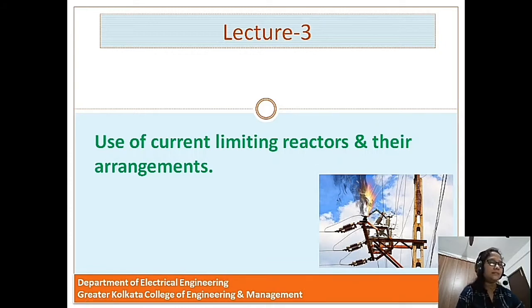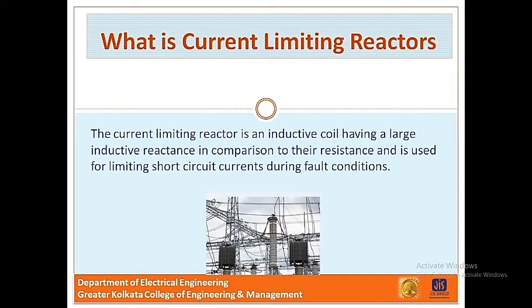Let's start. A current limiting reactor is a coil of a number of turns designed to have a large inductance as compared to its ohmic resistance. So what is the definition of a current limiting reactor? The current limiting reactor is an inductive coil having a large inductive reactance in comparison with the resistance, and is used for limiting the short circuit current during fault condition.